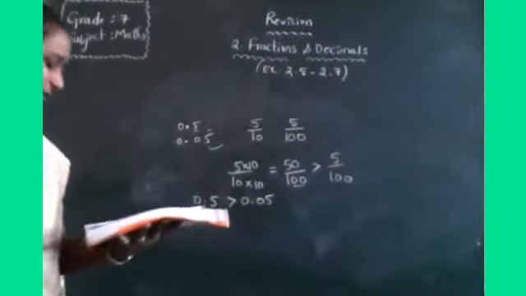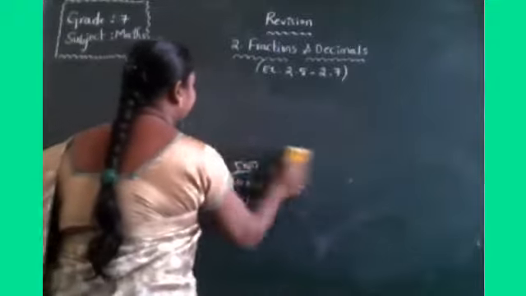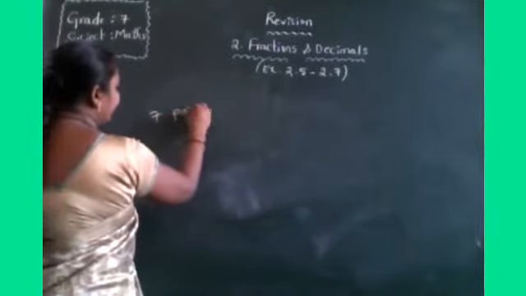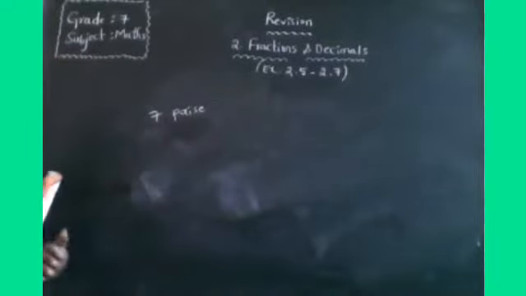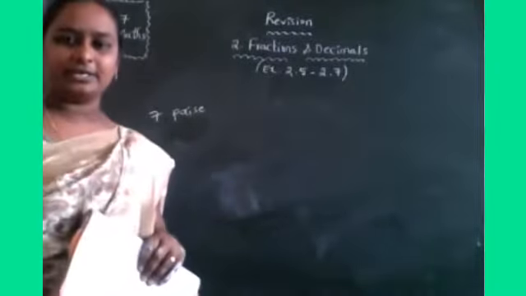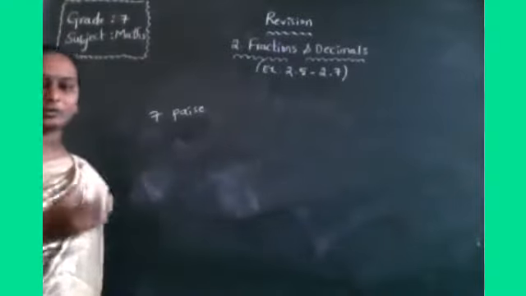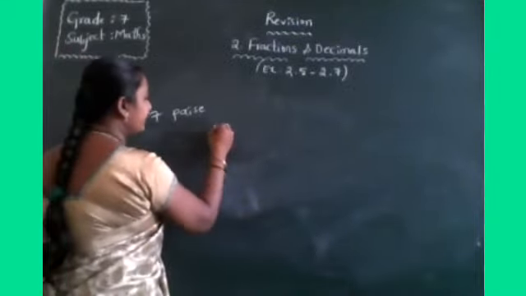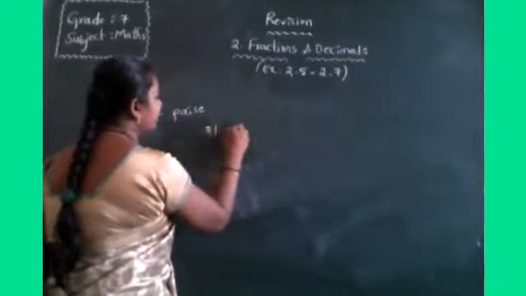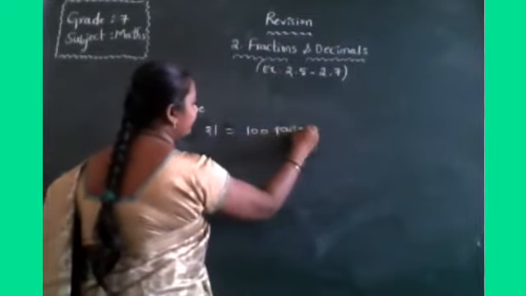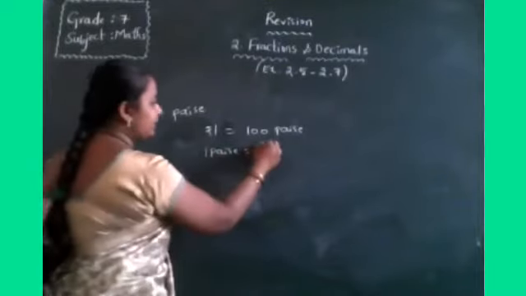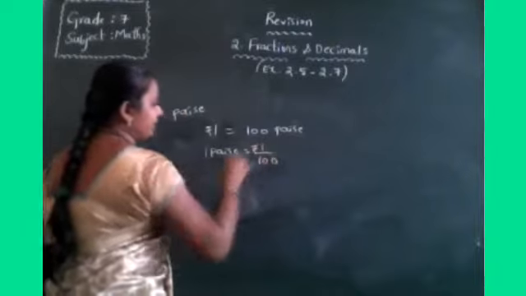Okay children. Next, to express as rupees using decimals. How to express rupees using decimals? Here 7 paise is given. So this 7 paise you have to show in decimal. Okay, paise you have to convert into rupees. Then how many paise make 1 rupee? 1 rupee is equal to 100 paise. Then 1 paisa is equal to how many rupees? 1 by 100 rupees. Okay?